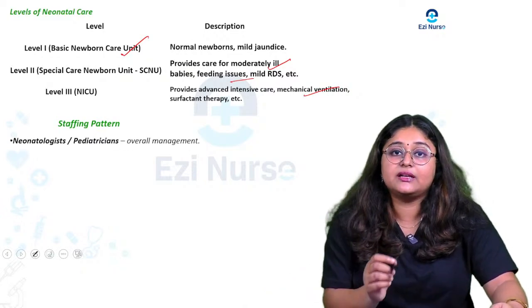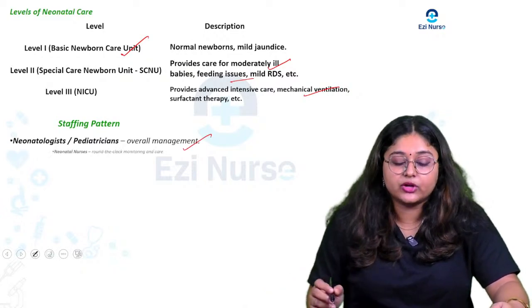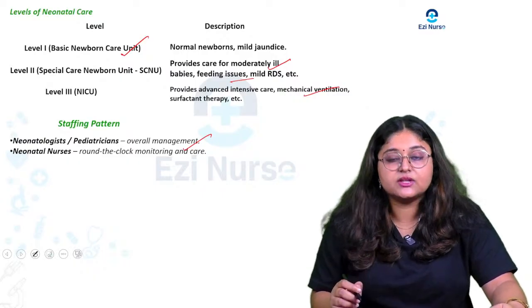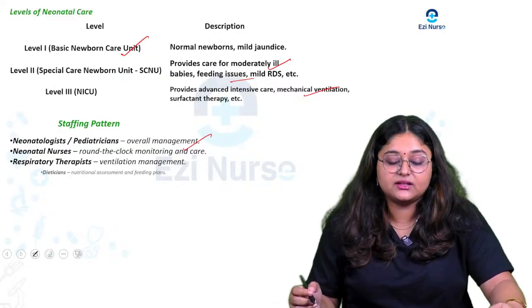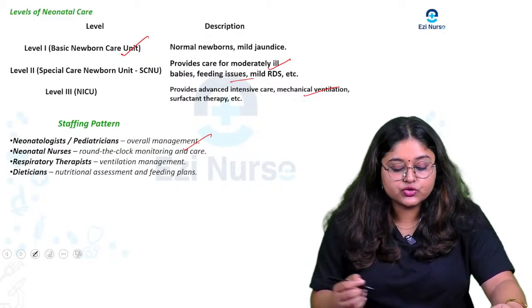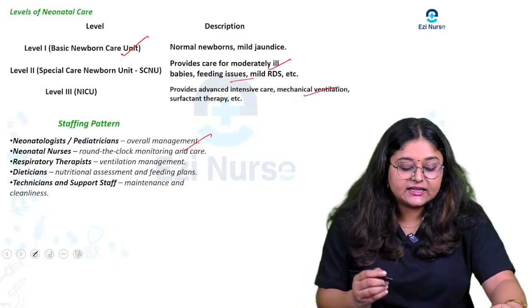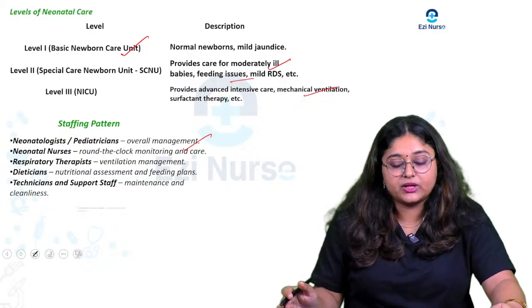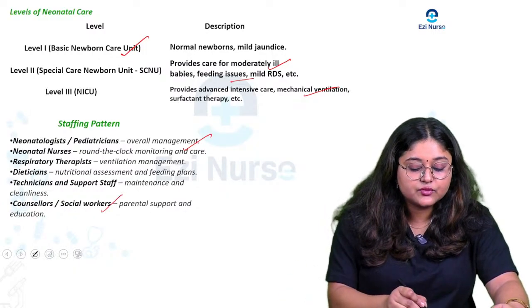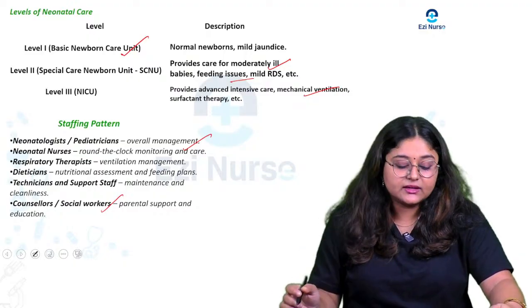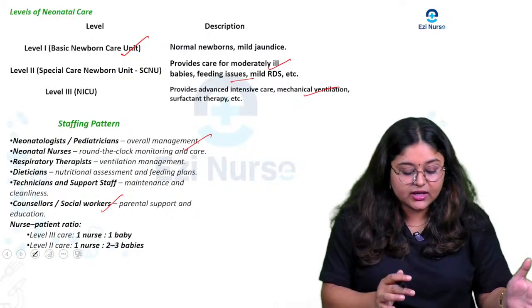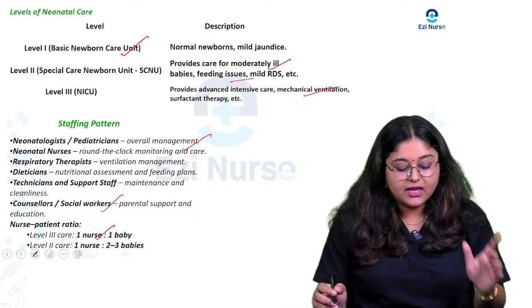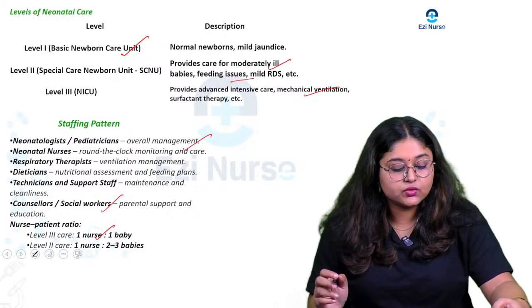Staffing pattern: neonatologist or the pediatrician, overall management; then neonatal nurse, who should be there round the clock, for monitoring and care. Respiratory therapist for ventilation management. Dietitian also should be there for nutritional assessment, and technicians and support staff, who should be there for maintenance and cleanliness, and counselors or the social worker for prenatal support and education. And nurse patient ratio: for level 3 care, 1 nurse is to 1 baby, and for level 2 care, 1 nurse is to 2-3 babies.